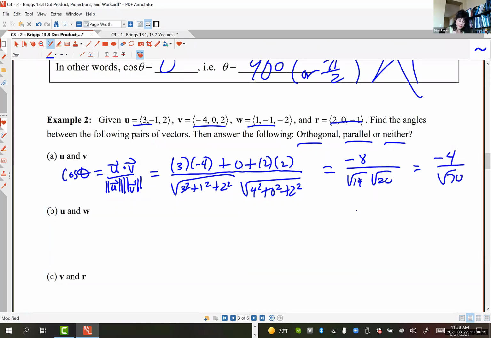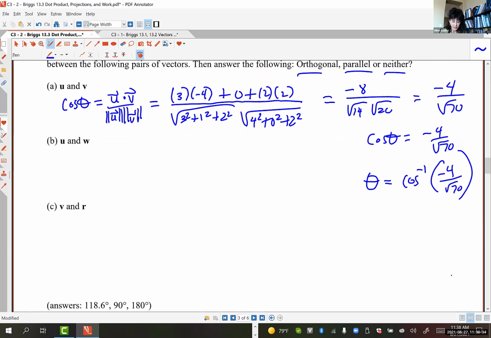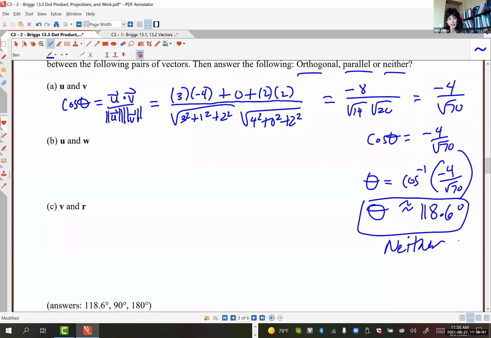At this moment, what they're saying here is your cosine is this. That's not the final answer. You're going to need to take cos inverse of both sides and then go ahead and use your calculator. I would be in degrees mode. It's easier. And I get approximately 118.6 degrees. So there's your answer for letter A. And this is neither orthogonal nor parallel.